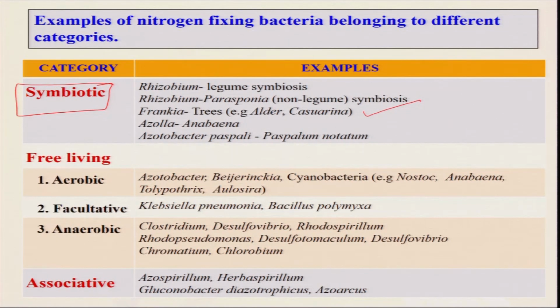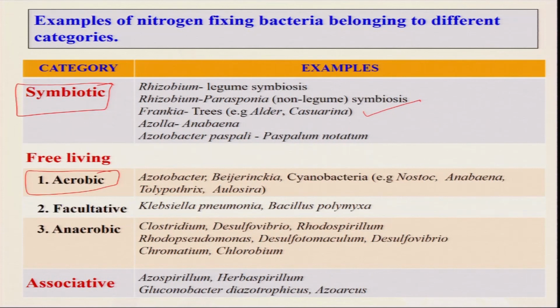Also, there are some that are free living, that is, aerobic. Free living means there is no need for any association with a plant. They can stay within the soil on their own, and they are very prominent in natural systems, in grasslands and forests. Some are aerobic, so they need a constant supply of oxygen, like Azotobacter, Beijerinckia and cyanobacteria. Some are facultative. Facultative means sometimes they need oxygen, but sometimes the oxygen supply should be less. So, they are in between anaerobic and aerobic, like Klebsiella pneumoniae and Bacillus polymyxa. There are also certain nitrogen fixing organisms that are anaerobic. For their function the oxygen supply should be limited, and only then do they function well, like Clostridium, Chromatium and others.